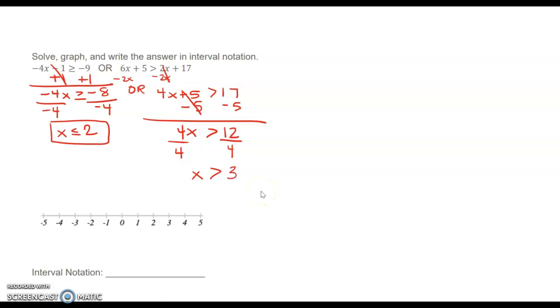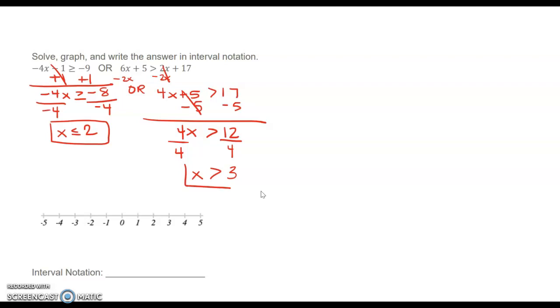Okay, let's just double check that. Minus 2x, we got 4x. Minus the 5, we got 12. Divide by 4. We don't have to flip the inequality sign. Why don't we have to flip it here? Well, it's because there's no negative. So we only flip it when we divide by a negative number.